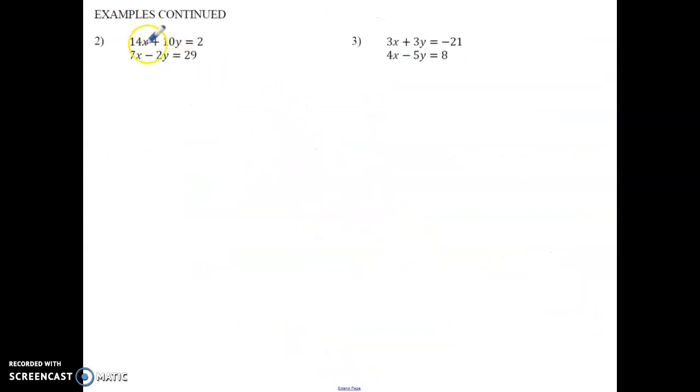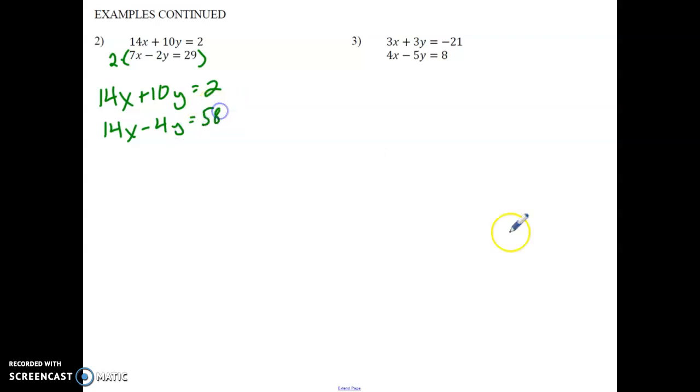Actually, two more. So for this one, 14x plus 10y equals 2, and 7x minus 2y equals 29. Nothing is going to cancel here, but I notice that if I multiply 7 times 2, I end up getting 14. So if I do that, I get 14x minus 4y equals 58. Now, the problem is, and this is where I see a common mistake, is right now I have 14s, but those don't cancel because both of them are positive, and I need one positive, one negative.